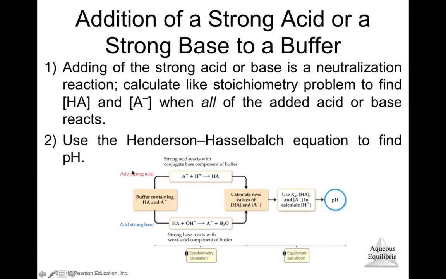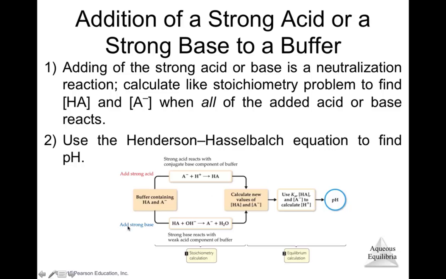If you add a strong acid, the strong acid is going to react with this base and change the concentration, because it reduces the concentration of A minus since it's reacting with that acid. And also you're increasing the concentration of HA. So we need to use the RICE table to find these values. And then when we have this, we can substitute in the Henderson-Hasselbalch equation to obtain the pH.